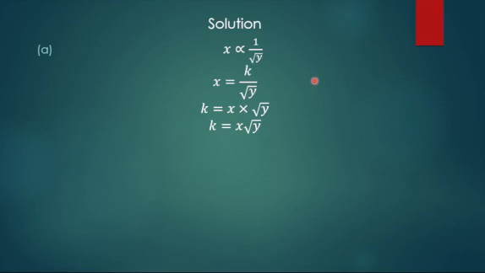Of course, I've explained to you how we arrived at this. Just multiply both sides by root y. So root y will divide root y, and root y will multiply x, and so you have k is equal to x root y. So let's pick the values now. X is equal to 9 when y is equal to 25. So just substitute. Wherever you see x, put 9. Wherever you see y, put 25.